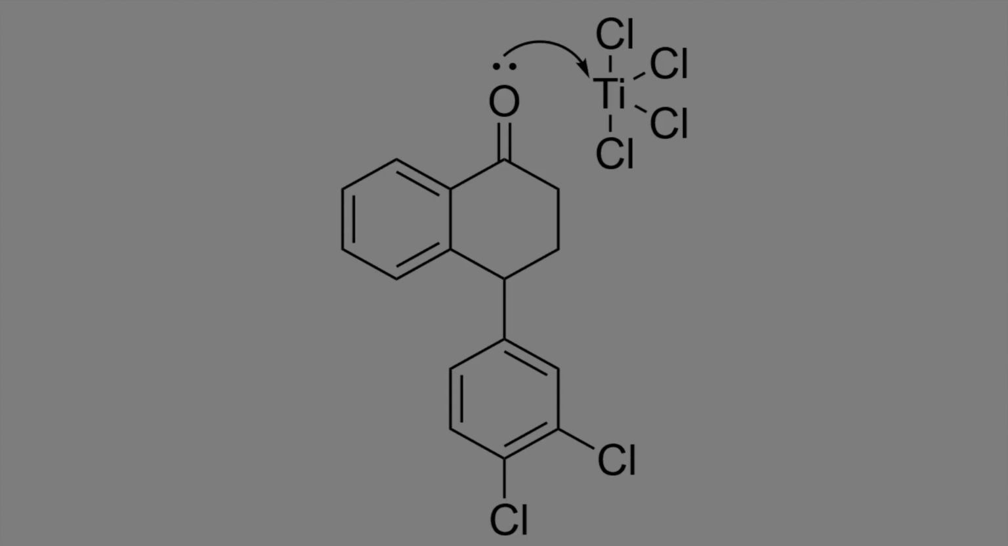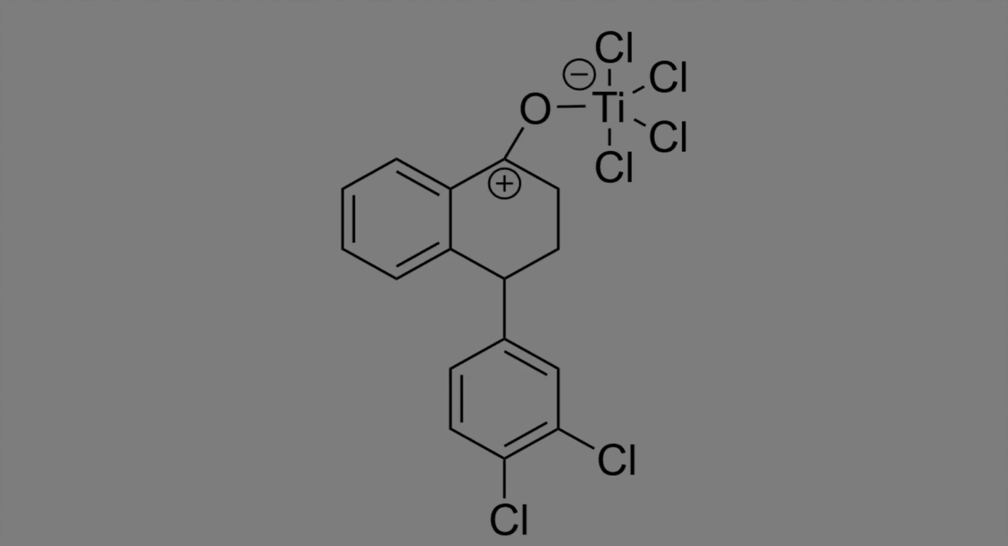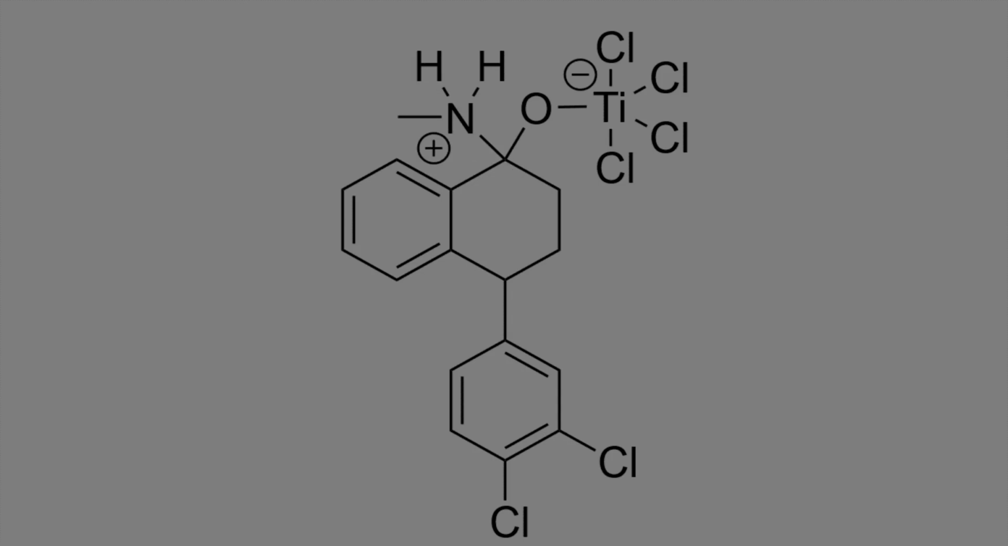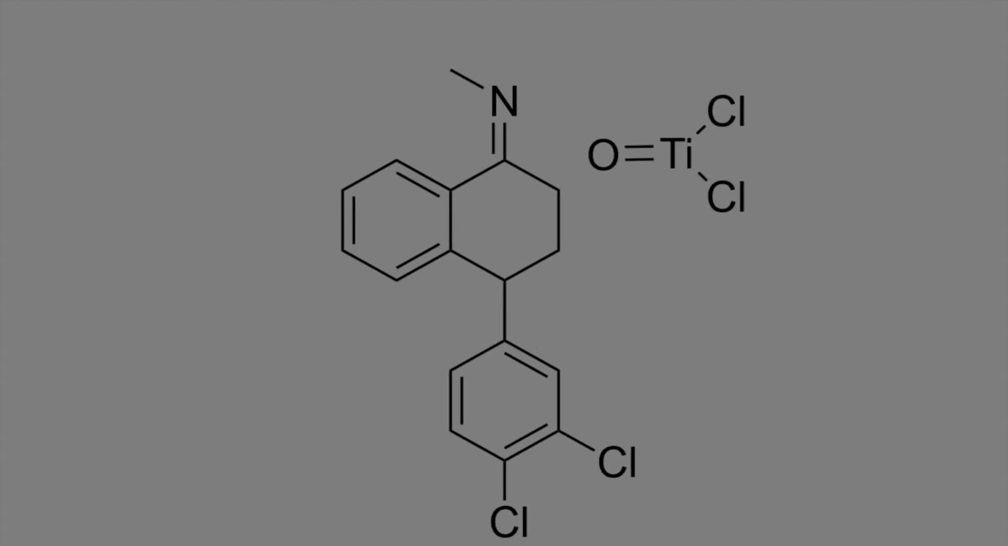The ketone in 4-tetralone attacks the electron-deficient titanium tetrachloride. This forms a carbocation which is attacked by the lone pair in methylamine. 2 chlorines then accept protons, becoming hydrogen chloride. The carbon-oxygen bond breaks, forming titanium oxychloride and sertraline 1-imine. The titanium oxychloride can catalyze one additional immunization, being completely dechlorinated to titanium dioxide.